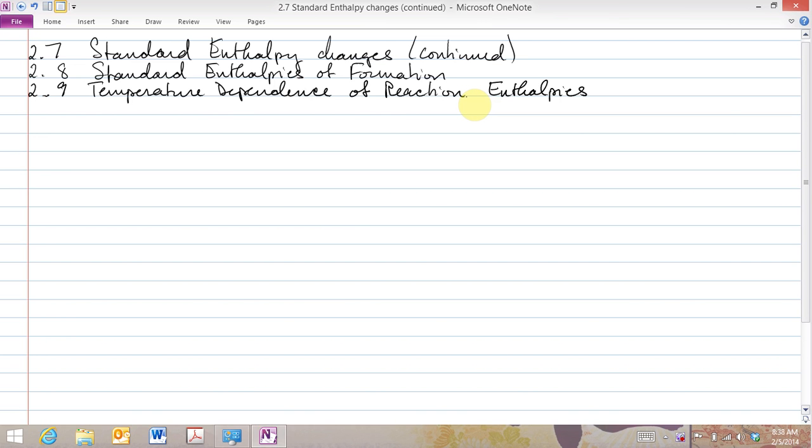Today we're going to cover the rest of section 2.7, standard enthalpy changes, 2.8, standard enthalpy of formation, and 2.9, the temperature dependence of reaction enthalpies. Continuing from section 2.7, let's talk about 2.7b, the enthalpies of chemical change.